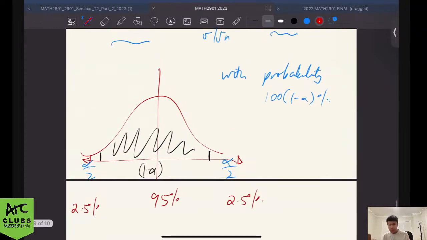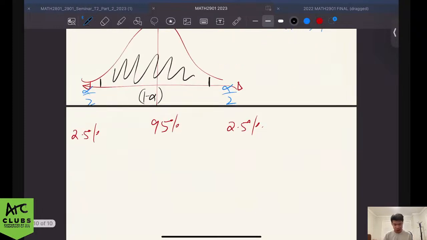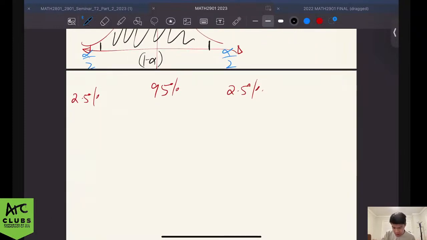So hopefully you remember that we have these things called normal quantiles. Either you can use the table, or you can use, let's do some R. I know everyone loves R.